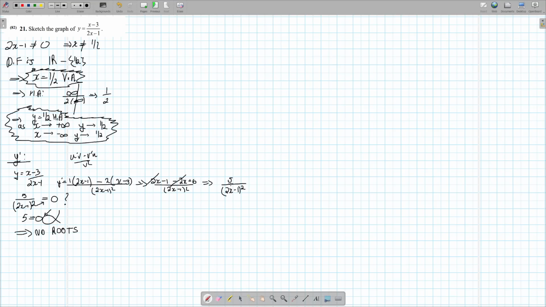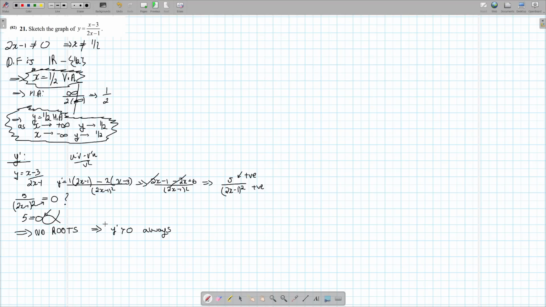What's the sign of 5 over 2x minus 1 squared? 5 is positive. And since it's squared, this is positive, because squared means it's positive. That means the derivative y prime is always what? Positive. For something to go from positive to negative, it has to cross 0. So if there are no roots, it always stays the same sign. And the sign here, 5 is positive, 2x minus 1 squared is positive. That means y prime is always greater than 0. Always.